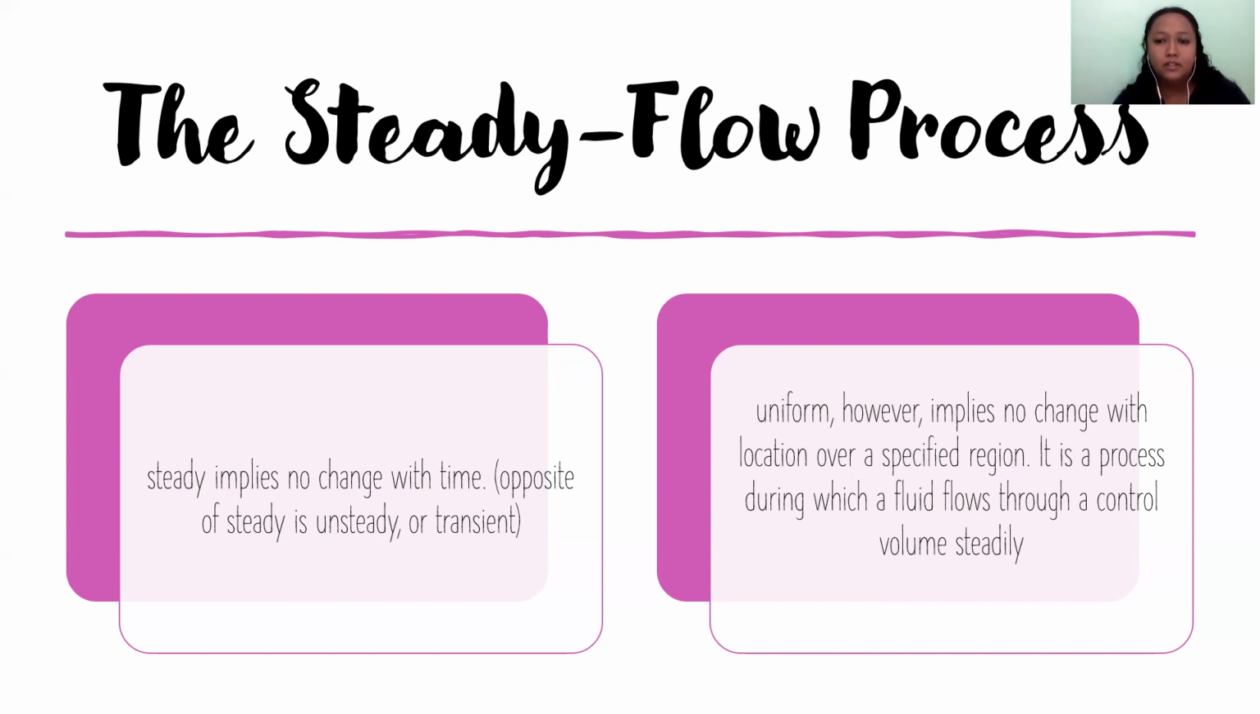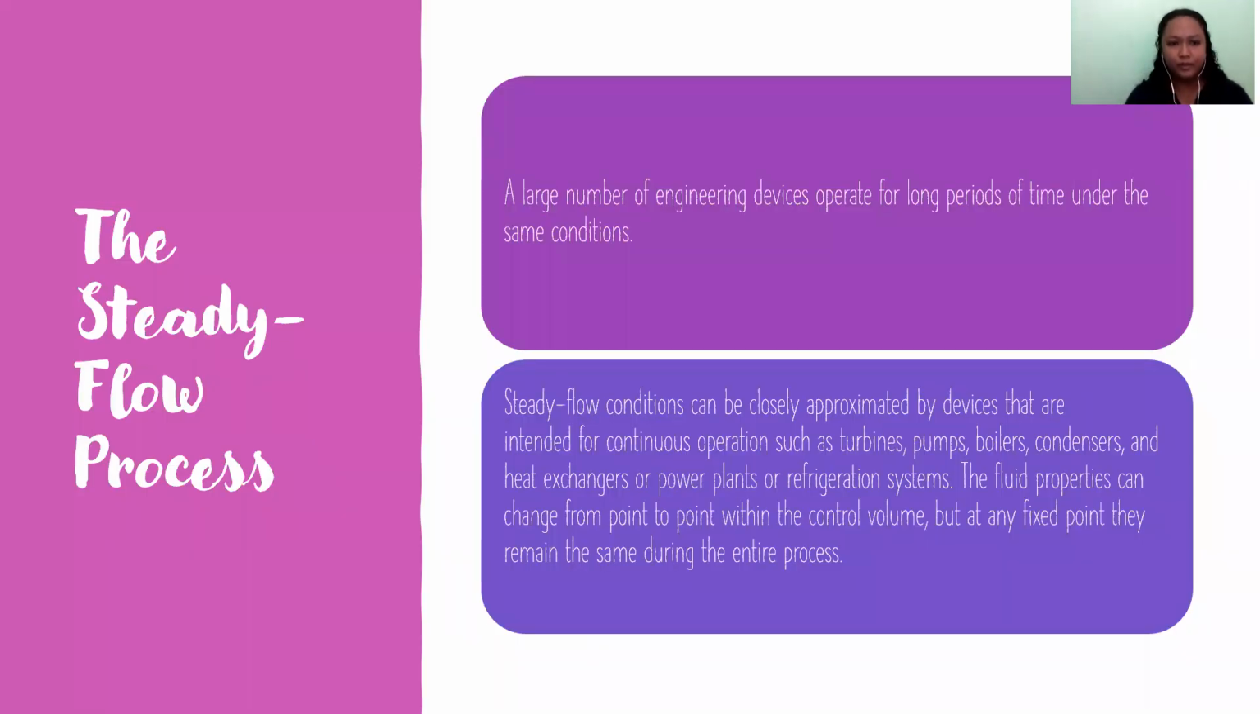So, we have processes in which fluid flows through a control volume steadily. Okay? So, what are steady flow processes? Usually, class, these are seen in engineering devices that operate for long periods of time under the same condition. For example, turbines are steady flow, class. Because the turning of the blades of the turbine can generate electricity. Usually, steam or water enters the turbines. So, the process is uniform and steady.